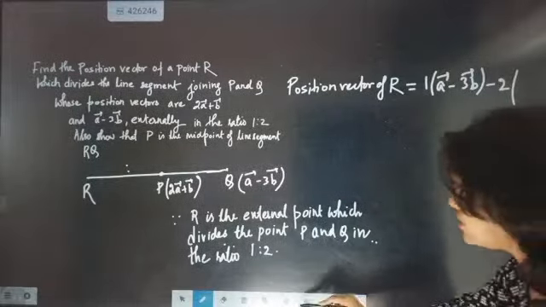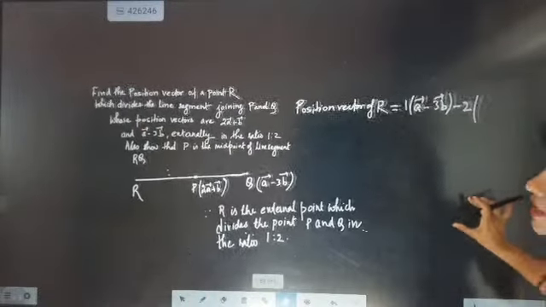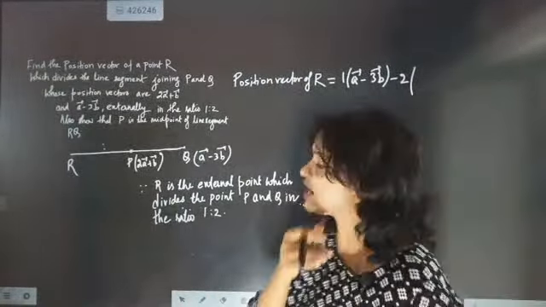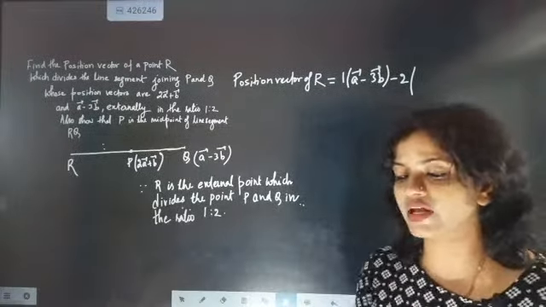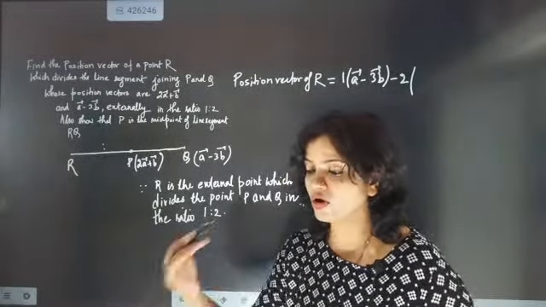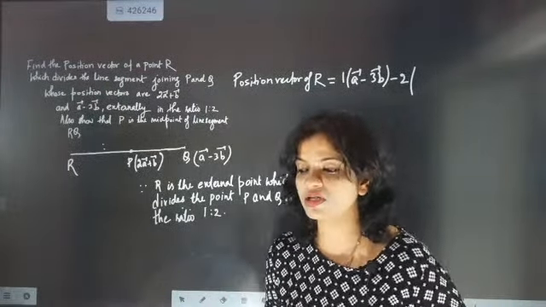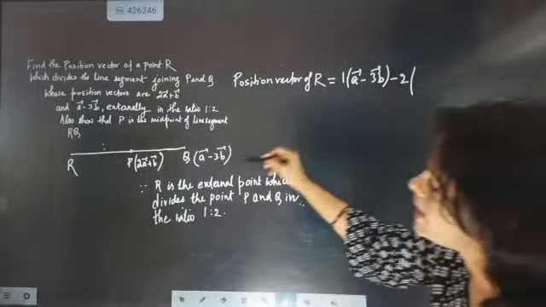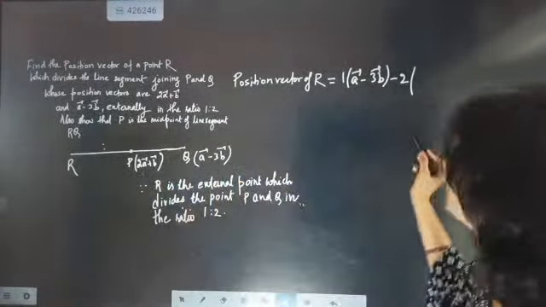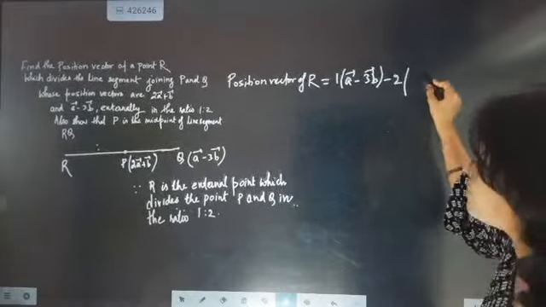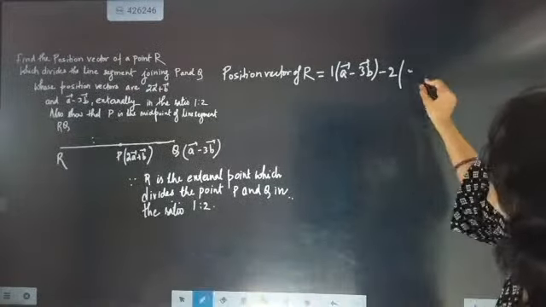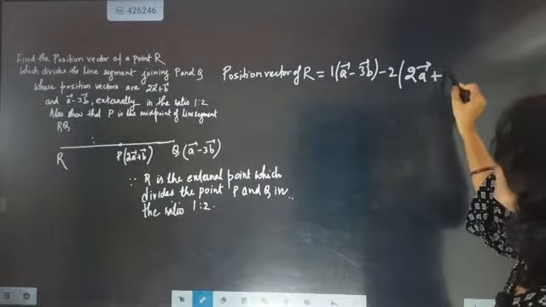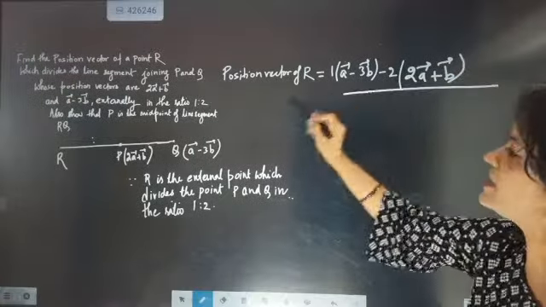So just pay attention for presentation here. Plus, when you are writing, the position is playing a very important role here. If you will not be able to give the correct position there, it will be a problem for you. So here 1 will be multiplied with this one and 2 will be multiplied with 2A vector plus B vector. So you see how I am writing 2A vector plus B vector.